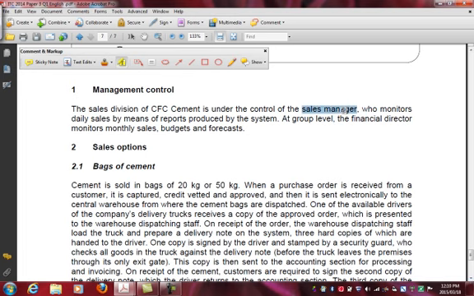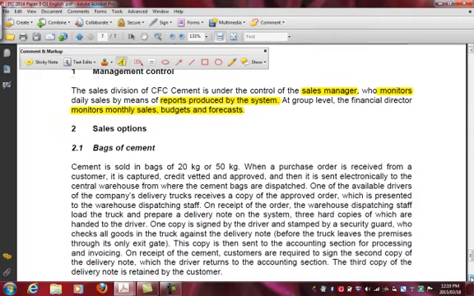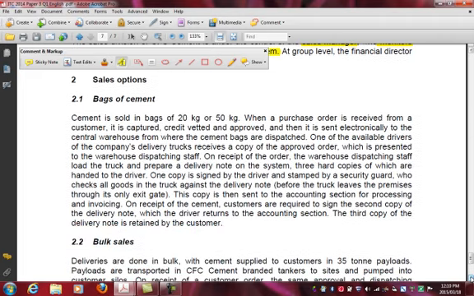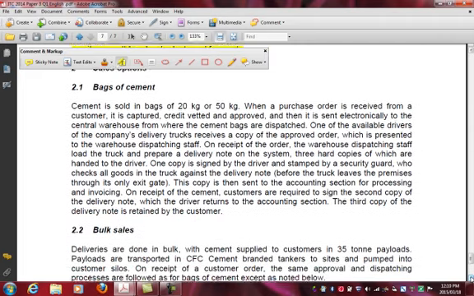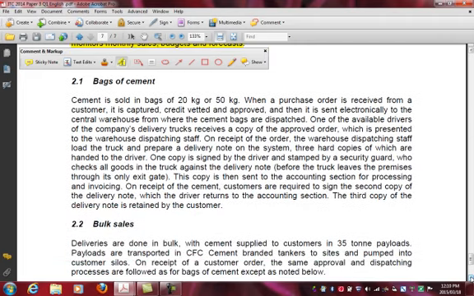Okay, so there's a sales manager. He does do some monitoring of reports produced by a system. At group level, the financial director monitors monthly sales budgets and forecasts. So we have some management looking at the reports. The sales option, either in bags or in bulk sales. Cement is sold in bags of 20 kilos or 50 kilos.